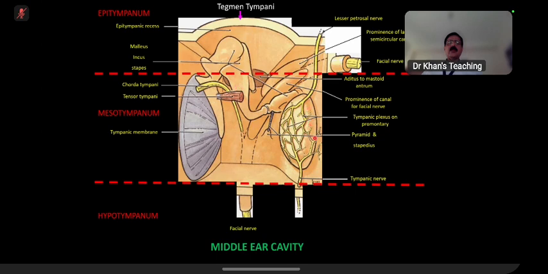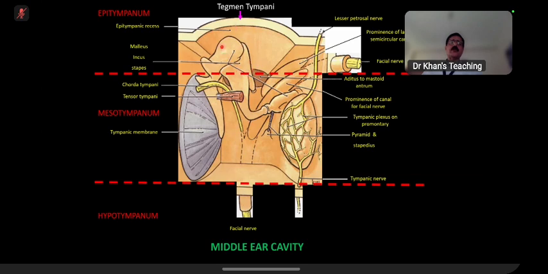Then on the medial wall, this is what we call the promontory of the cochlea. This is the stapedius muscle, and the oval window will be here. This is the lateral semicircular canal, and inferior to that is the facial nerve canal. Now, posteriorly, before we go posteriorly, we go superiorly.